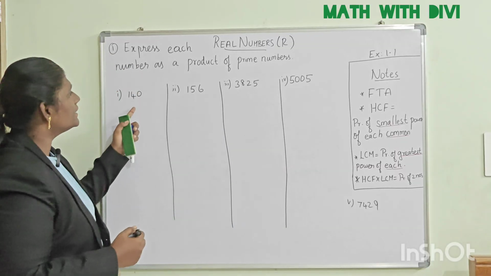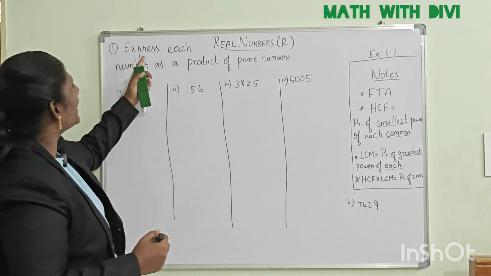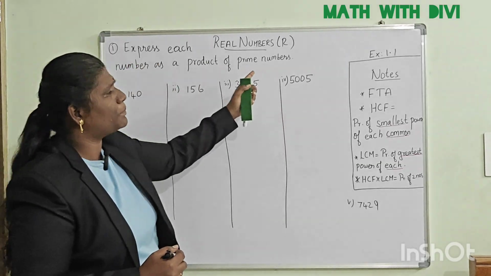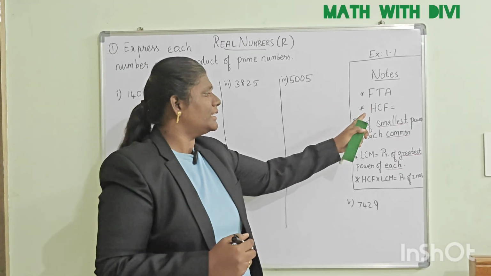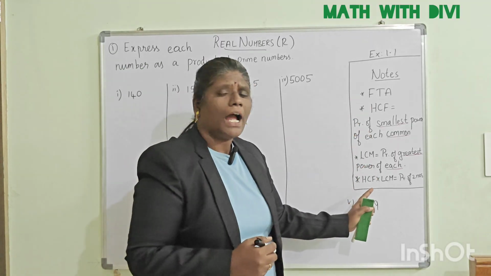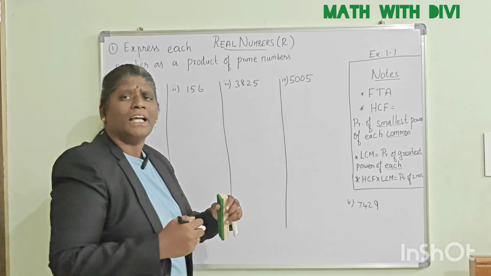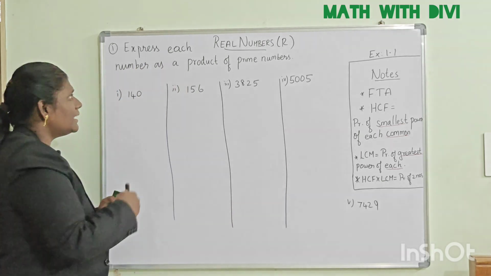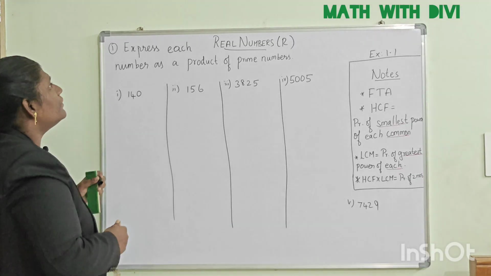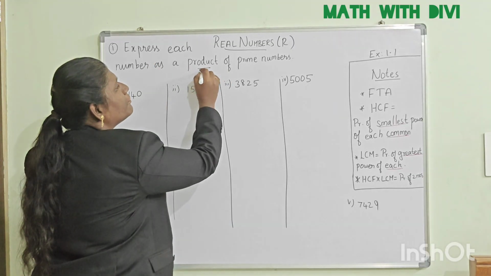I have written some composite numbers here, so we have to express each number as a product of primes. And the second one is HCF, LCM, and HCF into LCM is equal to the product of two numbers. In each and every sum we will explain that. See, the first sum is 140. So we have to express the number as a product of primes.